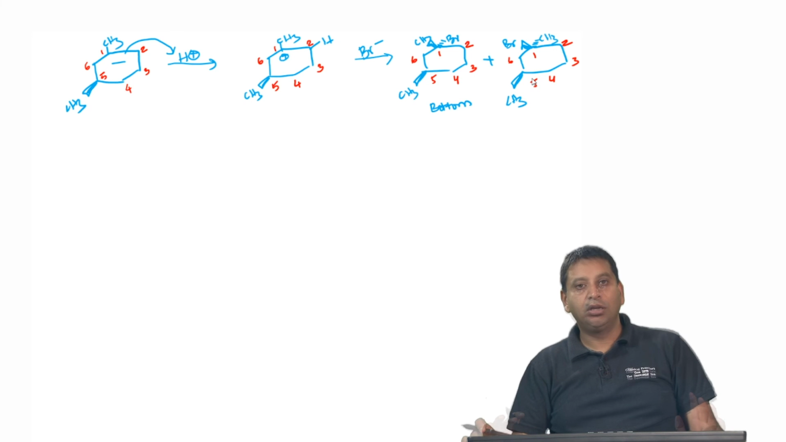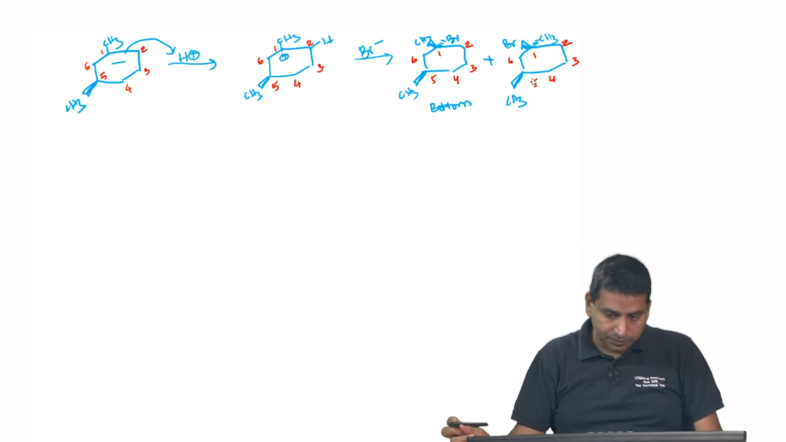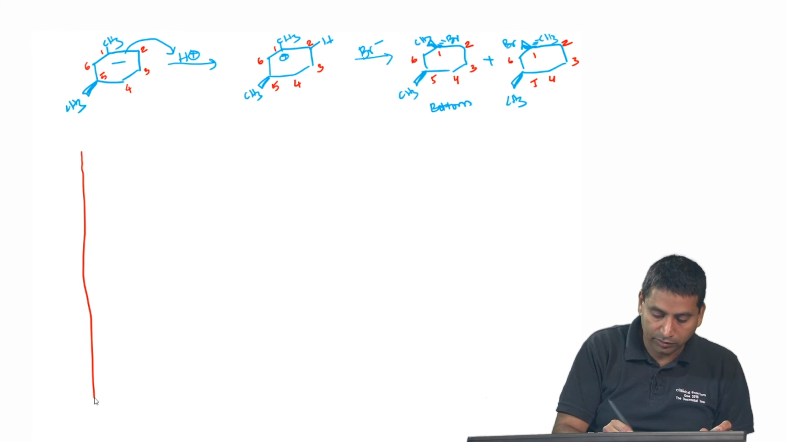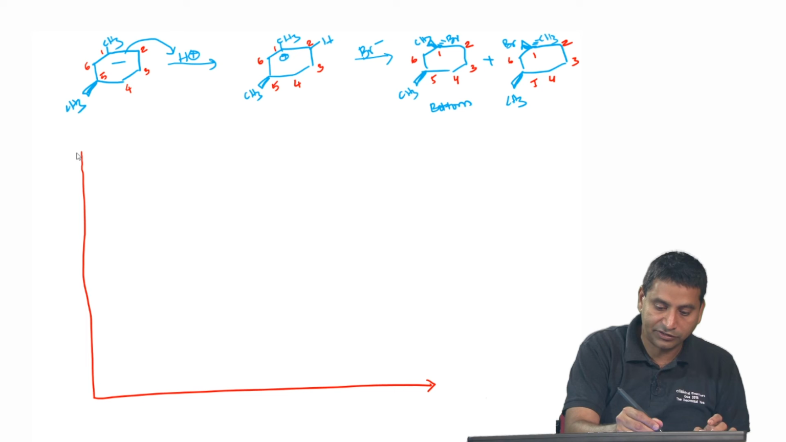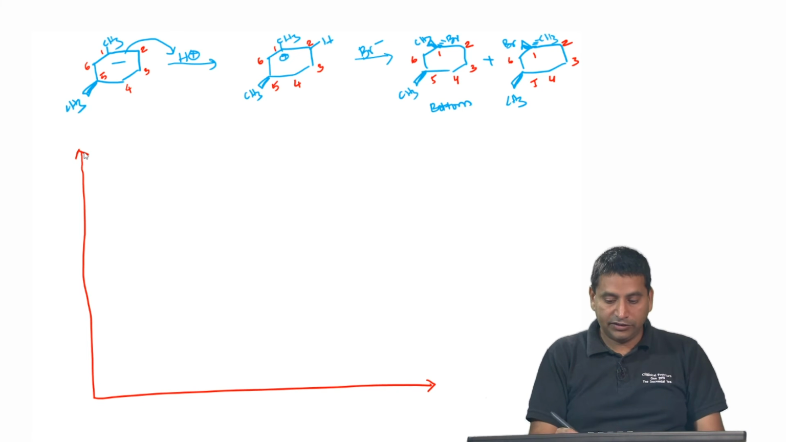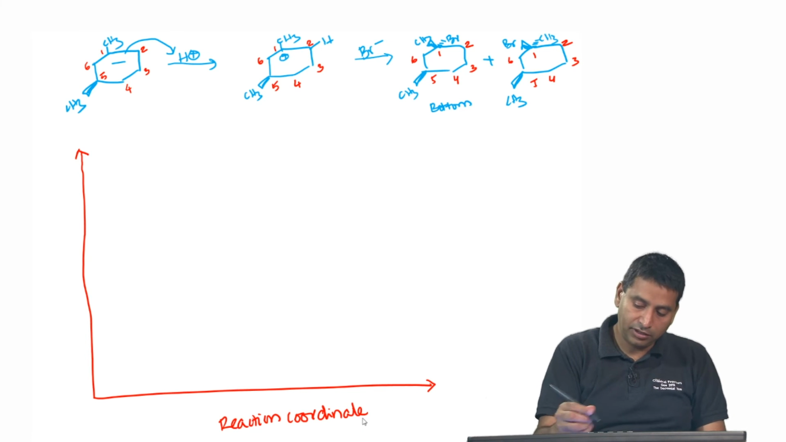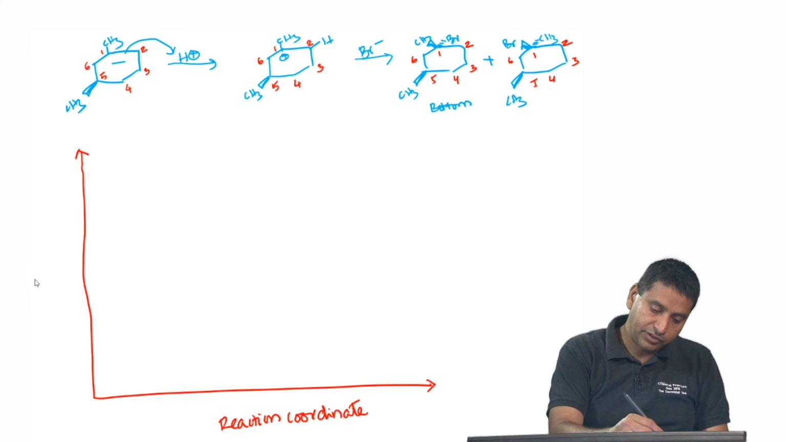Now, we have drawn the reaction mechanism. I have to now draw an energy profile. So, in the energy profile, I would draw it in the following manner. So, I have to draw an x axis and a y axis. The x axis is reaction progress or reaction coordinate, and the y axis is energy.